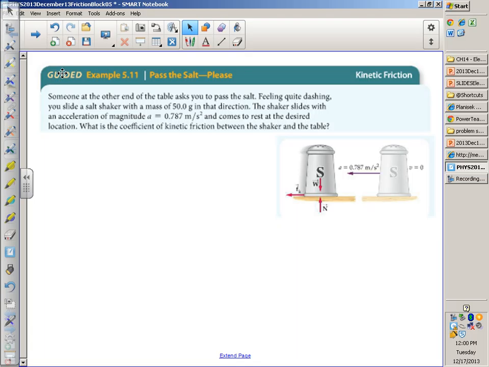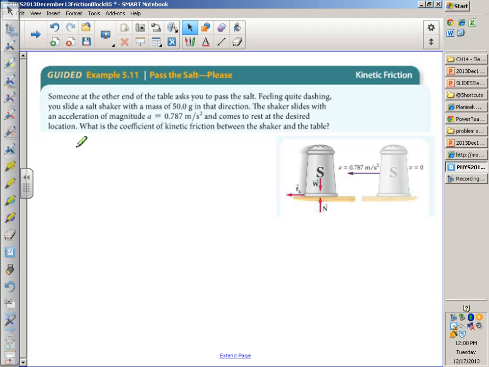So, it says, pass the salt, please. Always manners, right? Says someone at the other end of the table asks you to pass the salt. Feeling quite dashing. I mean, I really wish I would have wrote that.